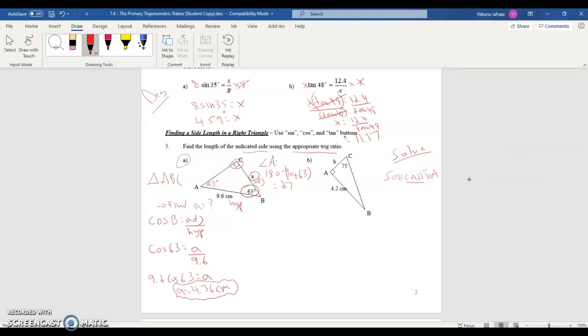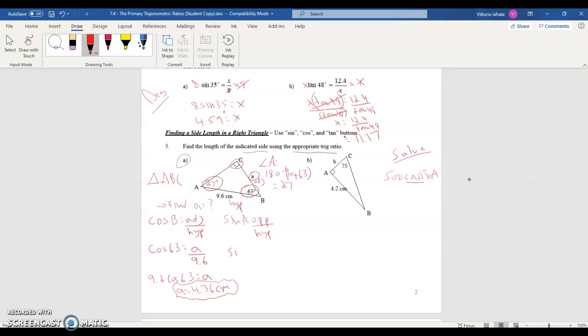Another way to have solved this, just to show you a different way, because you found angle 27 over here, you could have used a different relationship. How is this angle related to side A? Well, if you were looking at angle 27, side A would be the opposite, and 9.6 would still be the hypotenuse. So you'd have opposite and hypotenuse this time. So you would have sine equal to opposite over hypotenuse. I knew it was sine because SOH, opposite over hypotenuse.